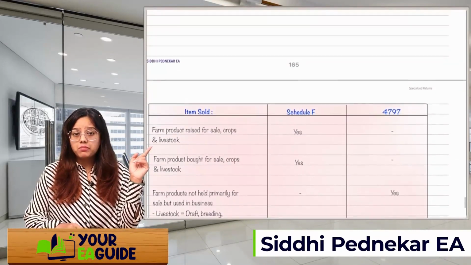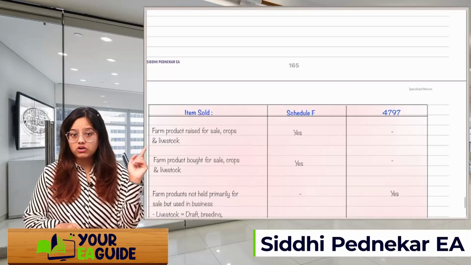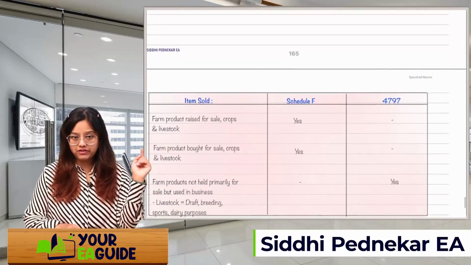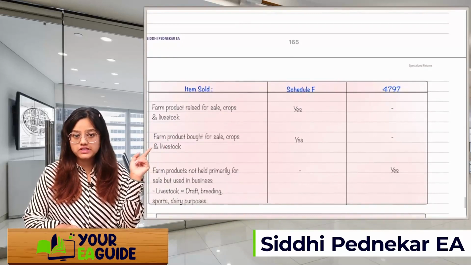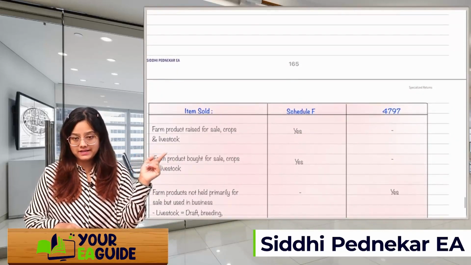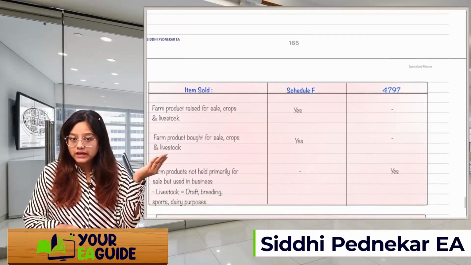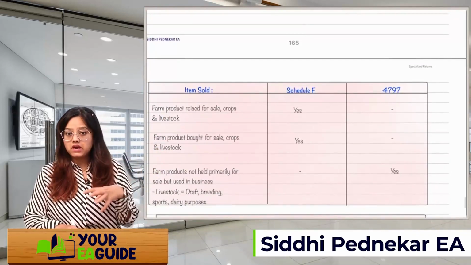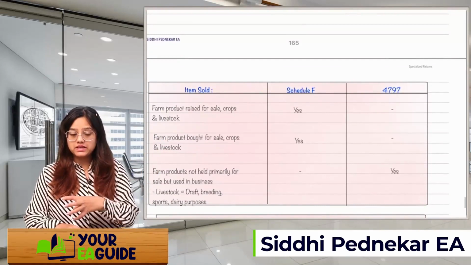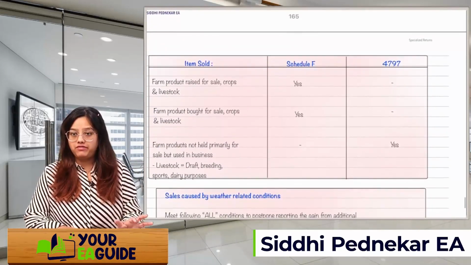If the farm product is raised for sale, crops and livestock, it's a day-to-day business, so simply it will go to Schedule F. If a farm product is bought for sale, crop and livestock, either it is raised or it is bought and then resold, both are ordinary income, or business income, the farming business income. So it will directly go to Schedule F.